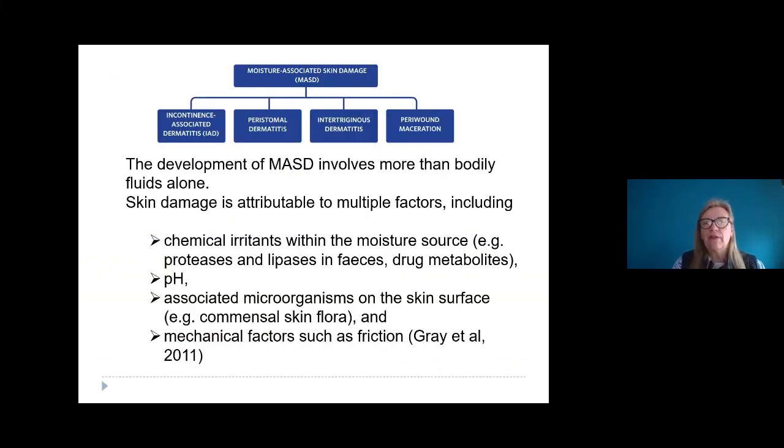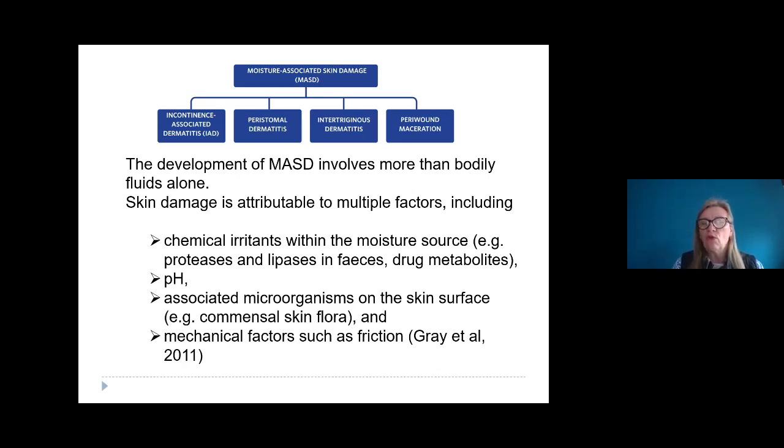And if we think about those, there are some really common things, but there are multiple factors that are involved. So all of them relate to both fluid, but also the chemical irritants that are within the moisture source. So it's rarely clear water that causes the harm. It's saliva or exudate or urine or feces. And each of those has got chemical components, which are the things that cause the painful damage to the skin.